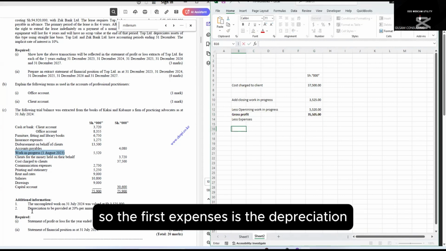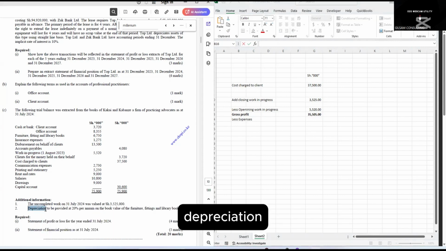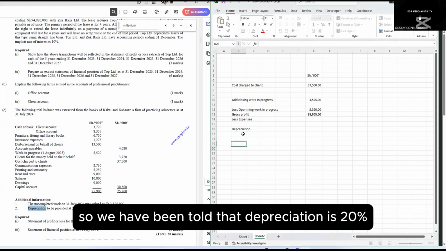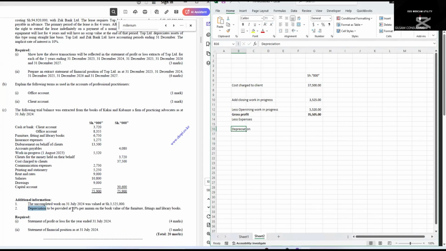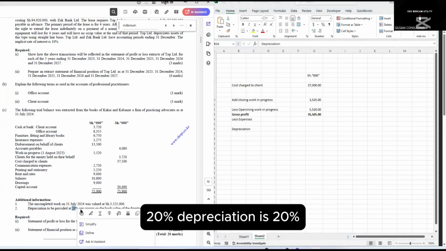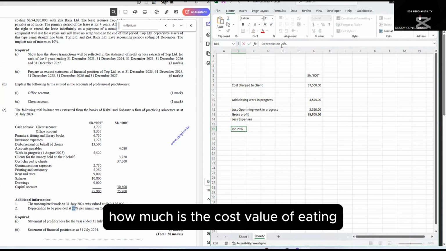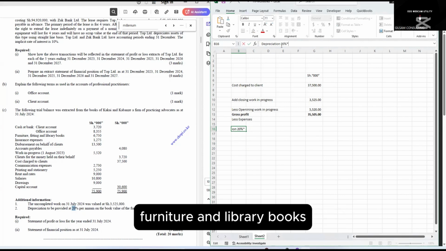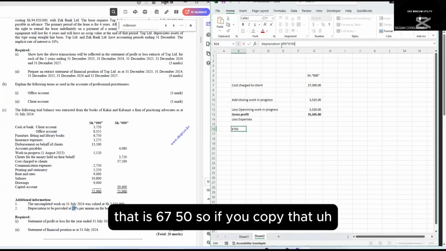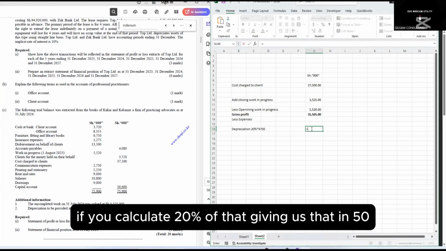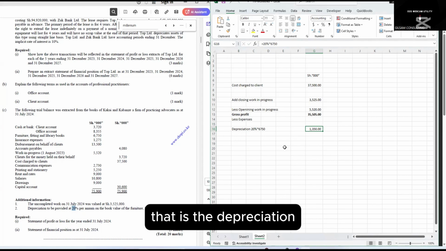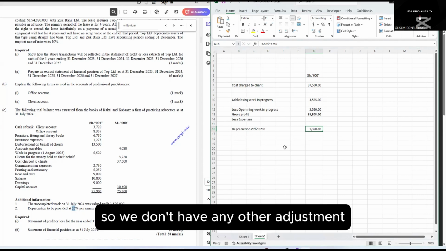So the first expense is the depreciation. We have been told that depreciation is 20% on furniture and fitting. So 20% of the cost value. How much is the cost value of fitting, furniture, and library books? That is 67.50. If you calculate 20% of that, it gives us 13.50. That is the depreciation. So we don't have any other adjustment.